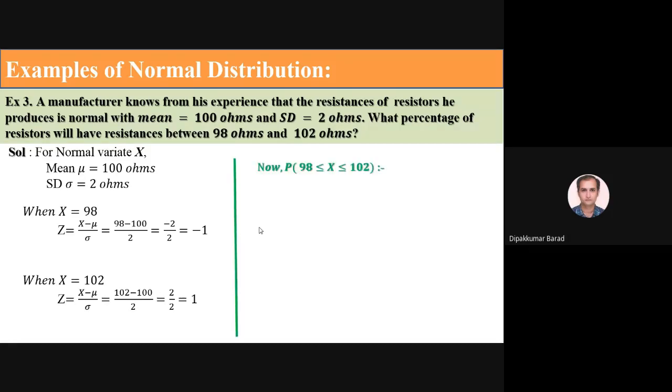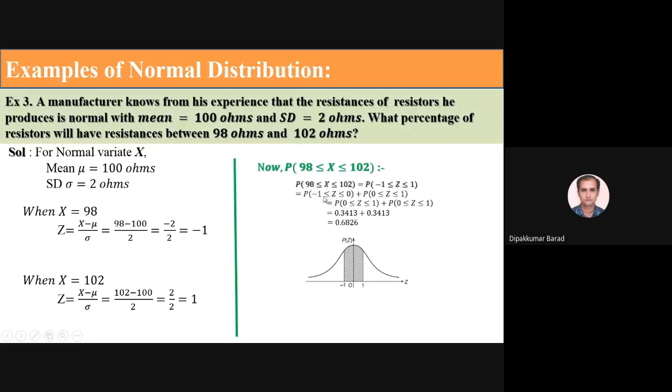Okay, so now this is minus 1 and 1. First, the probability of z between minus 1 to 0 plus the probability of z between 0 and 1. Then you have to use the symmetry: z in between minus 1 to 0 is the same as z in between 0 and 1.